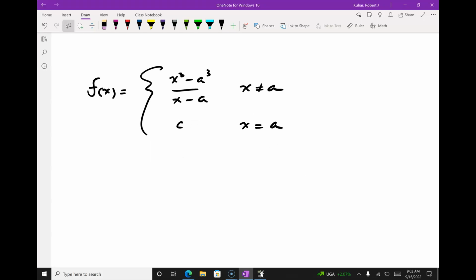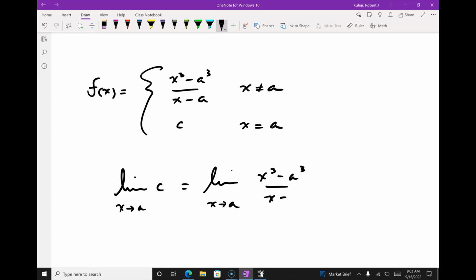So on this one, what's the main thing about continuity is I got to get these things to match up, right? So I really am looking at a limit at a only, right? Remember the other one was like less than 2 or greater than or equal to 2, so we were thinking about left and right of there. On this one, we're just really looking at the two limits. The limit as x goes to a of c had better be equal to the limit as x goes to a of x cubed minus a cubed over x minus a.